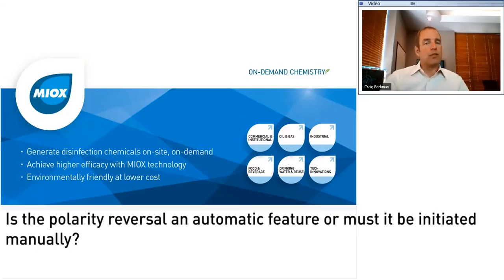So it's not something that needs to be manually initiated, and it's not even something that we can manually change in the field. It is hard programmed into our control logic.